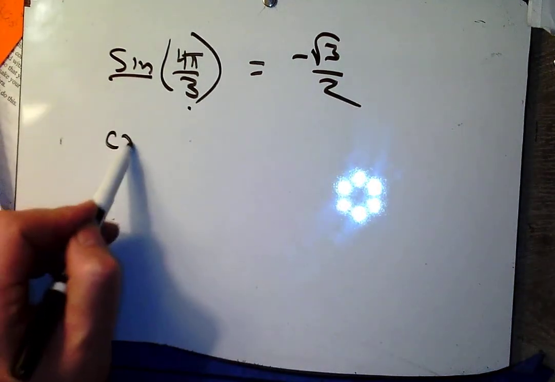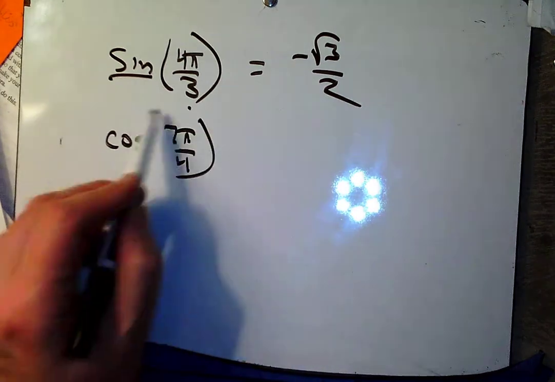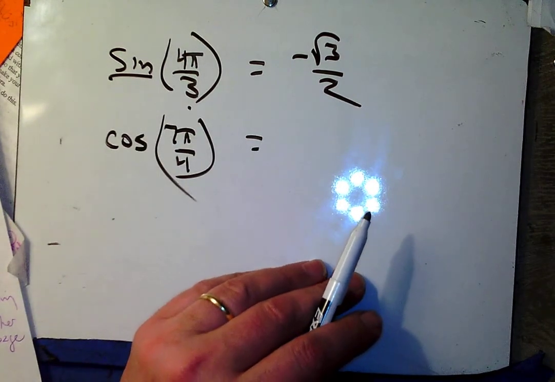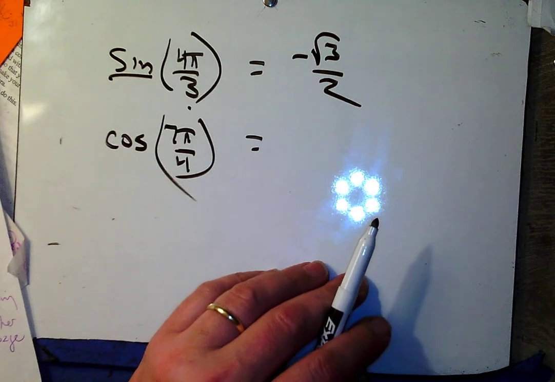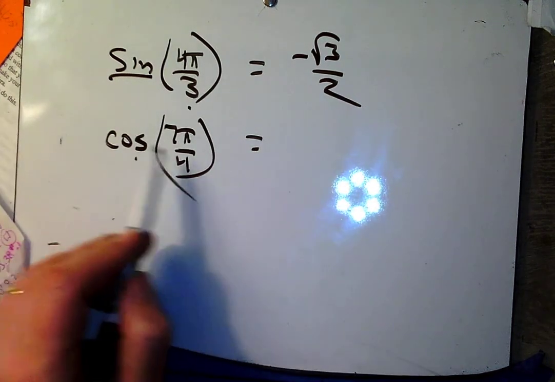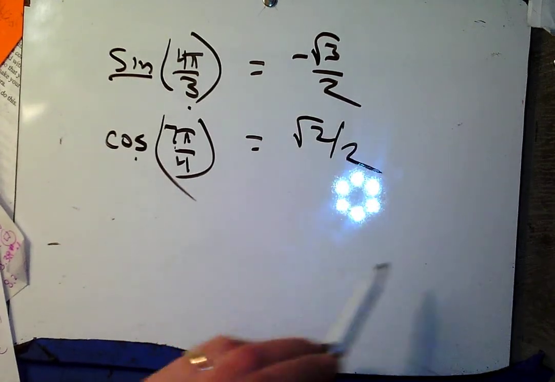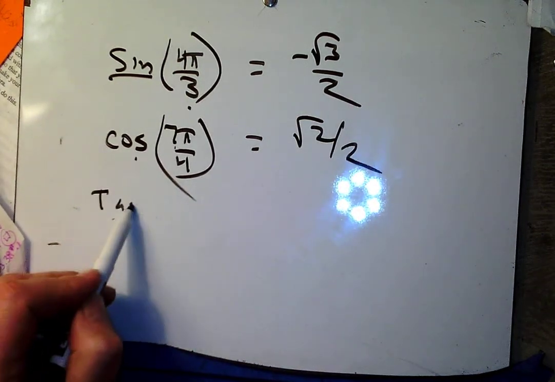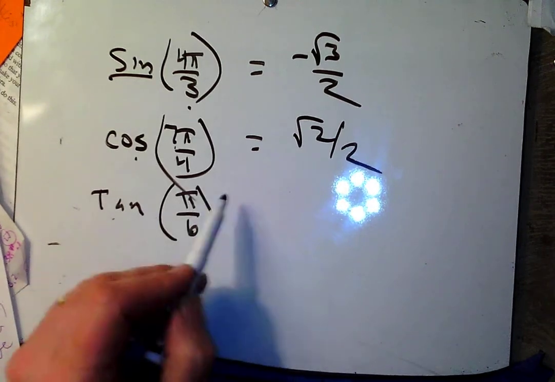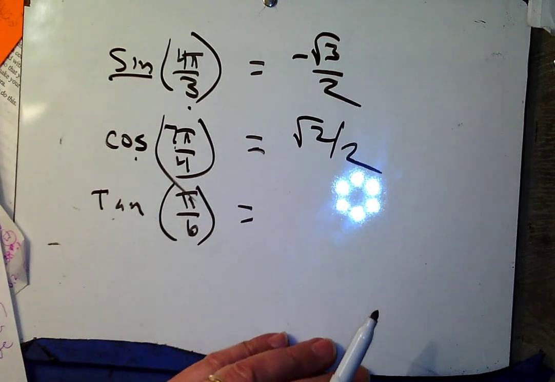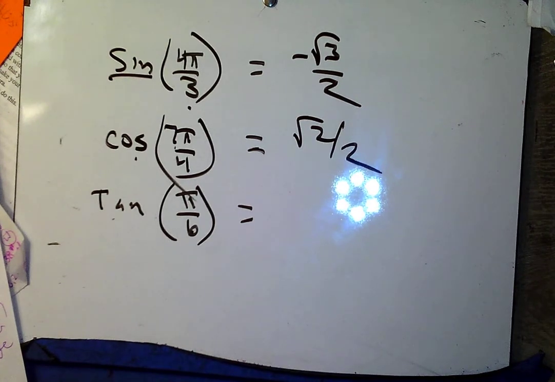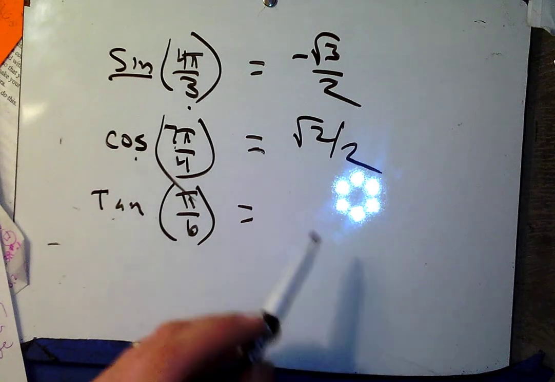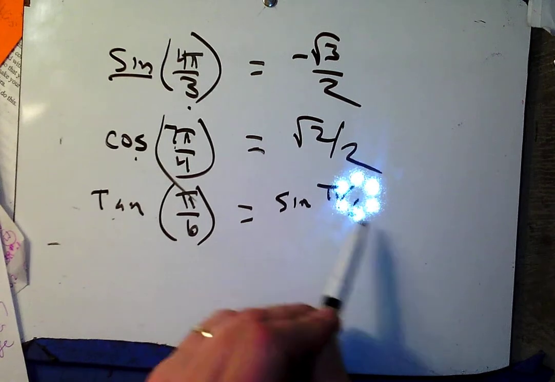I hope so. Cosine, 7 pi over 4. 5, 4, 3, 2, 1. Cosine is the x. The x value here is positive root 2 over 2. How about tangent of pi over 6? That's a little harder. I'll give you a little more time on that. 5, 4, 3, 2, 1.